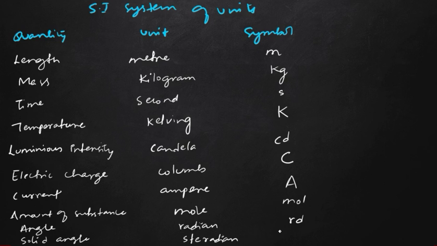In the next videos, we will clear up the difference between the angle and the solid angle. It is written as small s, small r. So you need to remember all the units and their symbols. This may be asked in your boards also.